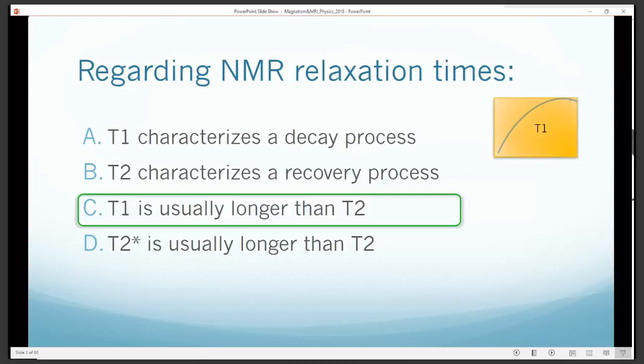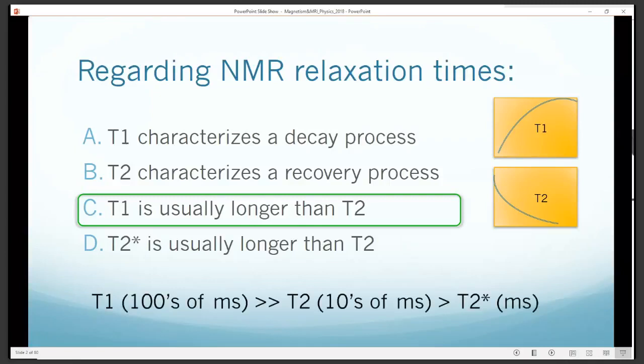Typically, T1 characterizes a recovery process, not a decay process, and T2 characterizes a decay process and not a recovery process. And T2 star is always shorter than T2 because T2 is included in T2 star and other factors enhance this decay process.